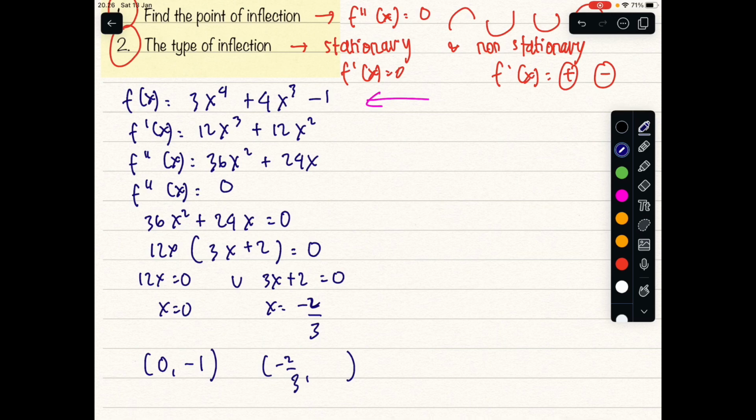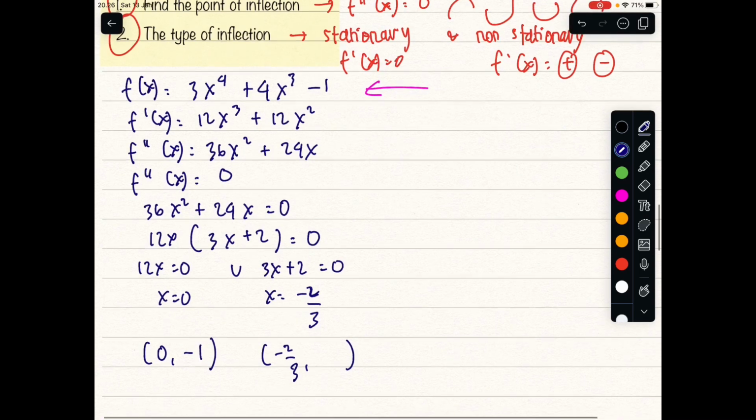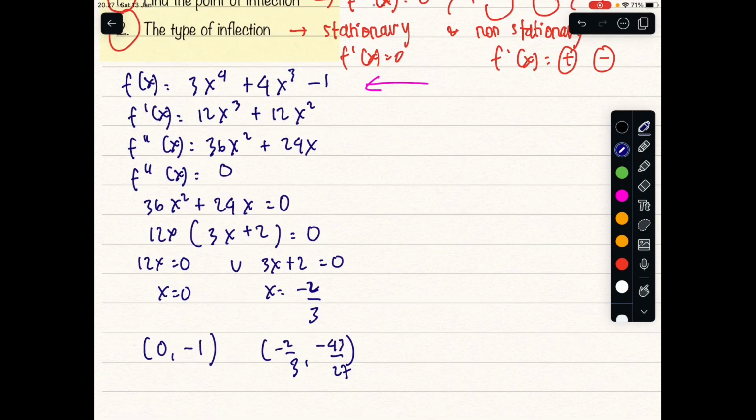But for the negative 2 over 3, we might need to use a calculator. I already checked. I hope I didn't miscalculate, but the y is going to be negative 43 over 27. So negative 2 over 3, comma, negative 43 over 27, and then 0, comma, negative 1. Are those two points, are we sure that they are points of inflection?